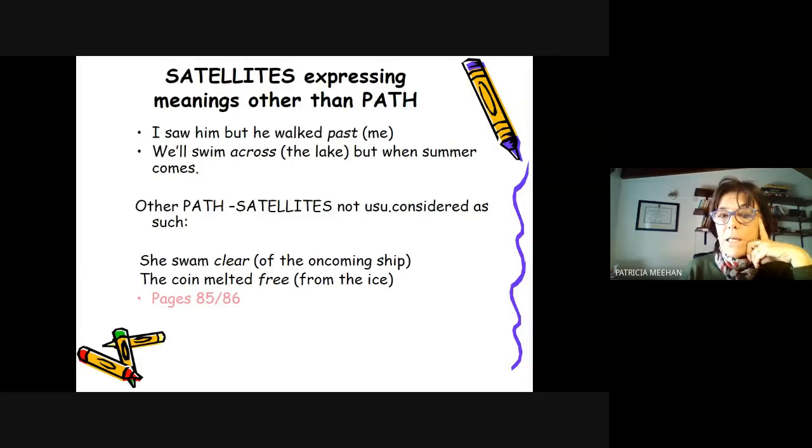So I can say she swam clear, but not she swam clear of. So this is a special kind of satellite. Another one is this very, very idiomatic expression, the coin melted free. I give an explanation in my recording, so I think I needn't repeat it.